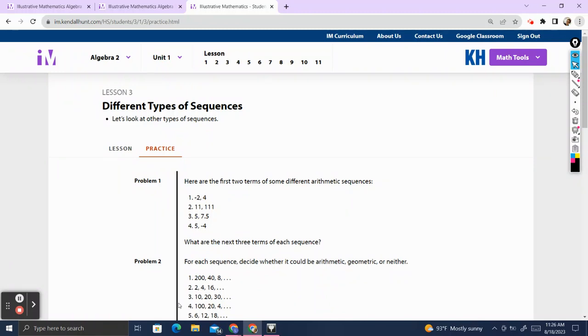Today we're going to be going over Illustrative Math, Algebra 2, Unit 1, Lesson 3 practice.